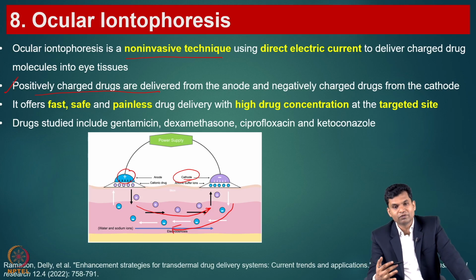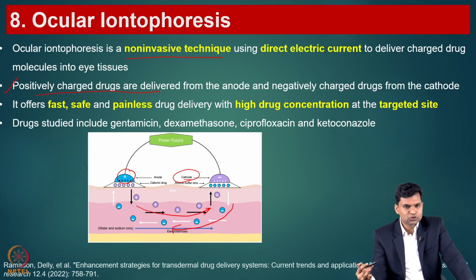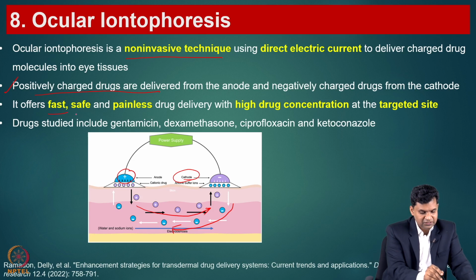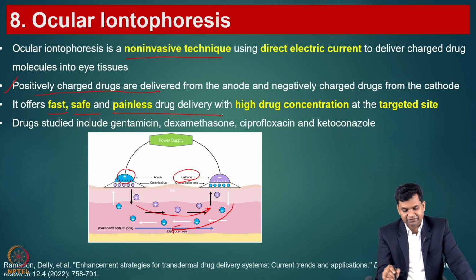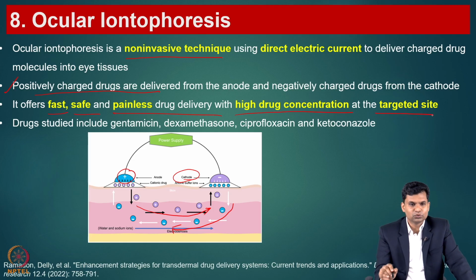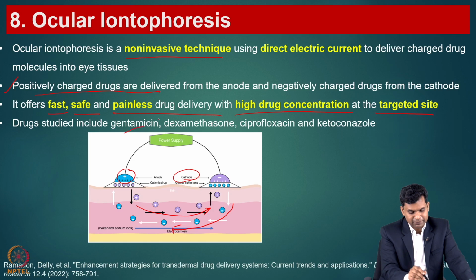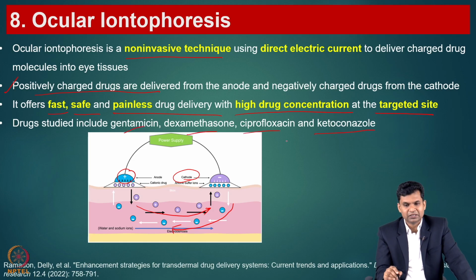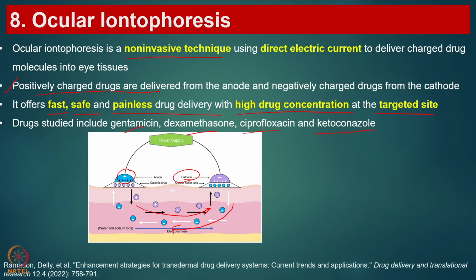We can also overcome barriers which are not possible to overcome by topical administration. It offers fast, safe, painless delivery, and we can also achieve high drug concentration at the target site. The drugs studied are gentamicin, dexamethasone, ciprofloxacin and ketoconazole, which can be used for the treatment of eye diseases by using ocular iontophoresis.